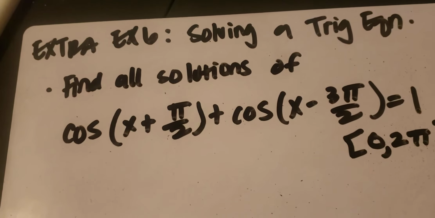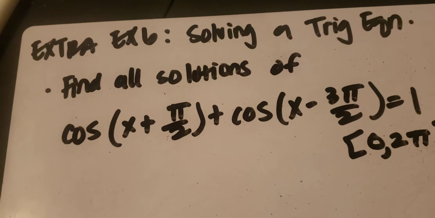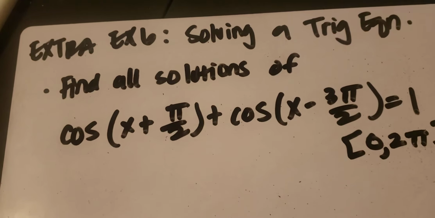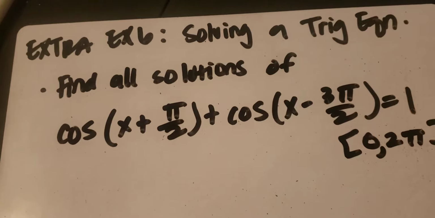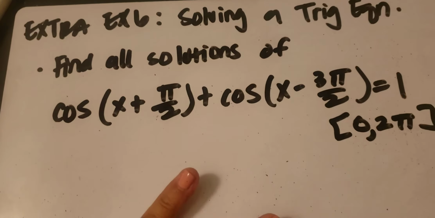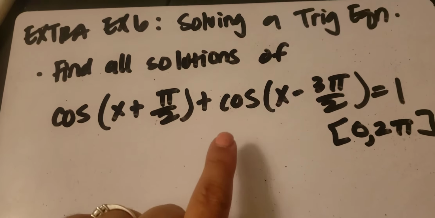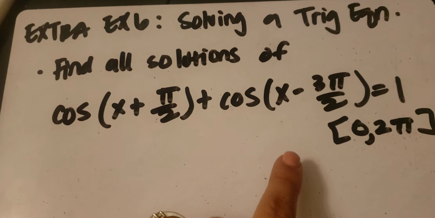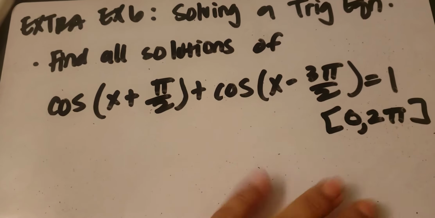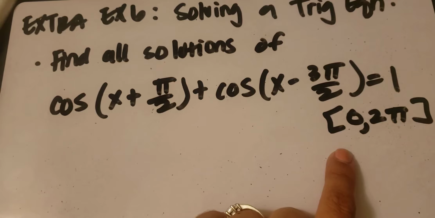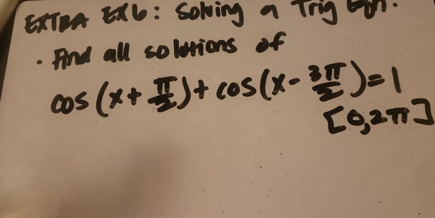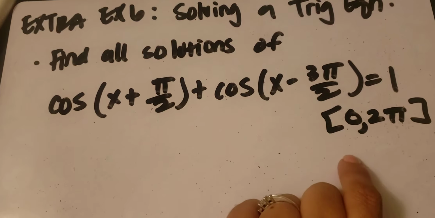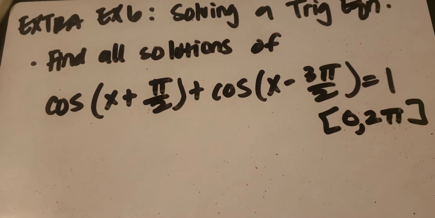All right, boys and girls, now we're moving on to example 6. In example 6, we're basically going to be solving a trig equation. The example they gave us was cosine of x plus pi over 2 plus cosine of x minus 3 pi over 2 equals 1. And if you notice, they restricted our domain between 0 and 2 pi, so we want to find an exact solution, and that's basically within the unit circle.